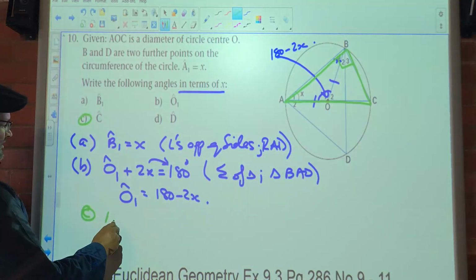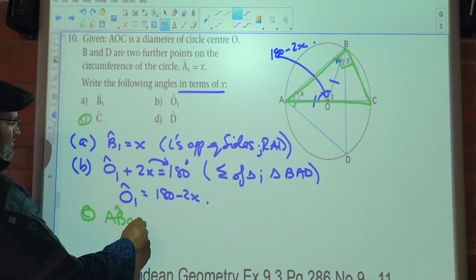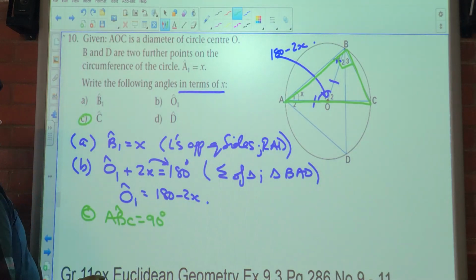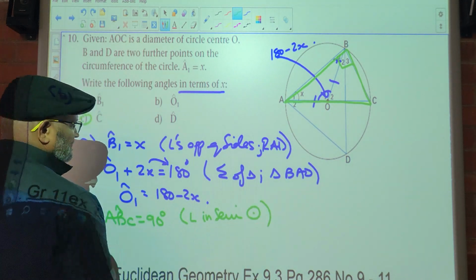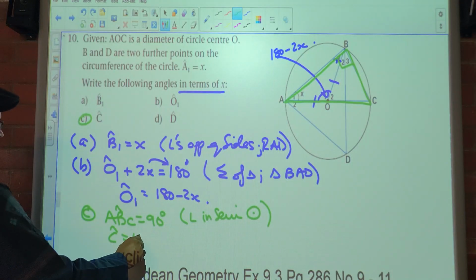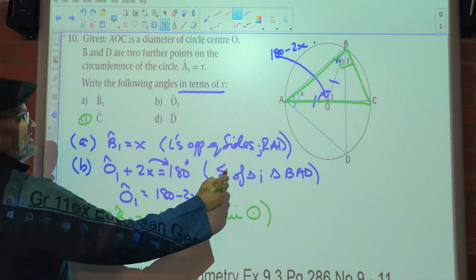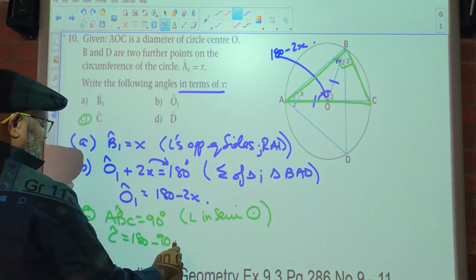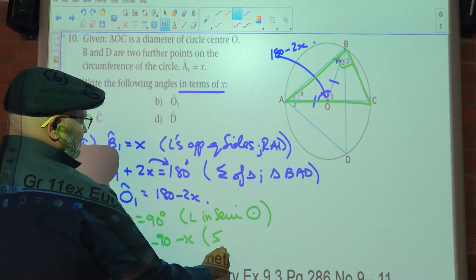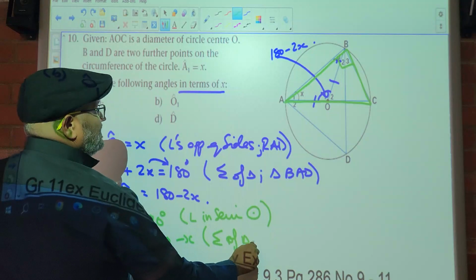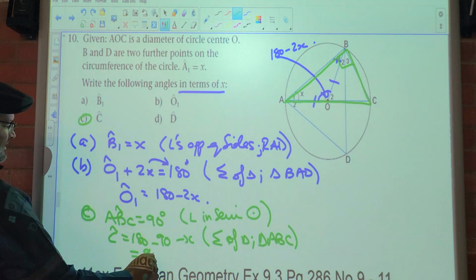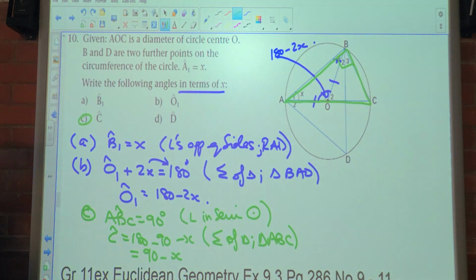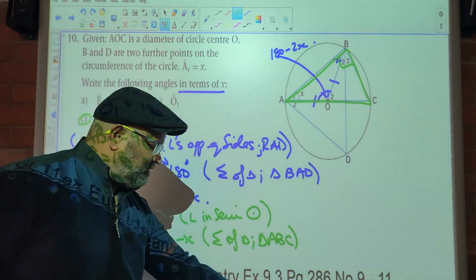So angle ABC is equal to 90 degrees. Why? Angle in semicircle. So angle C is equal to 180 minus 90 minus x. Why? Sum of angles of a triangle, this triangle ABC. So that works out to be 90 minus x. You all agree with that? You all okay with that, people?